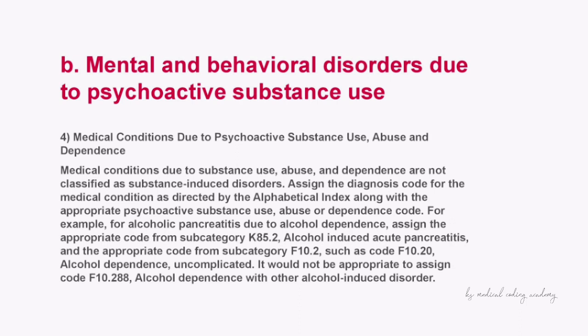For example, for alcoholic pancreatitis due to alcohol dependence, assign the appropriate code from subcategory K85.2, alcohol-induced acute pancreatitis, and the appropriate code from subcategory F10.2, such as code F10.20, alcohol dependence, uncomplicated. It would not be appropriate to assign code F10.288, alcohol dependence with other alcohol-induced disorder.